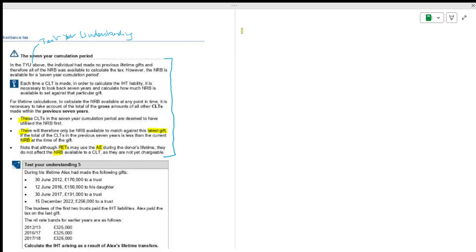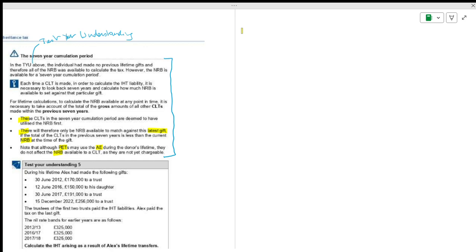Is it right? Potentially exempt transfers are not chargeable now. If they become chargeable, then we will see. But right now it is only a future potential. In future they may or may not be chargeable, but right now they are not chargeable.